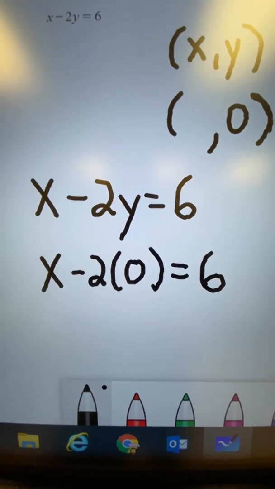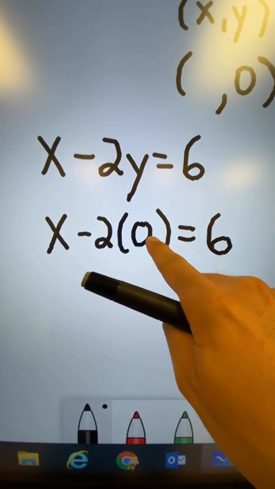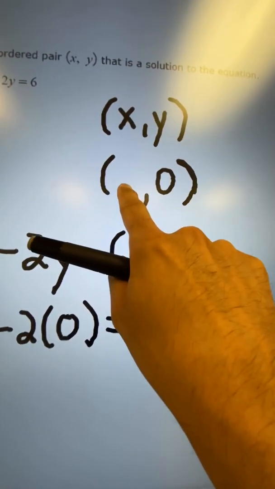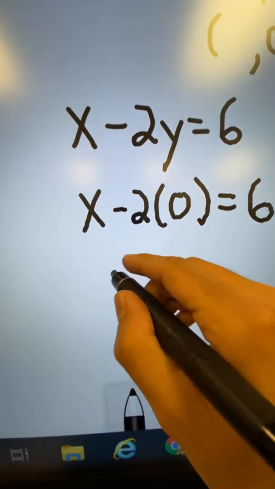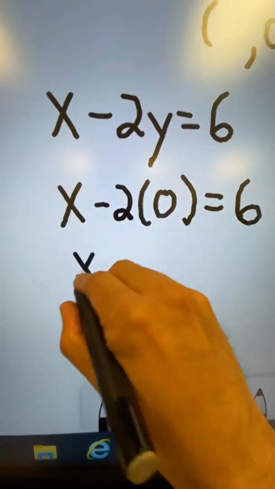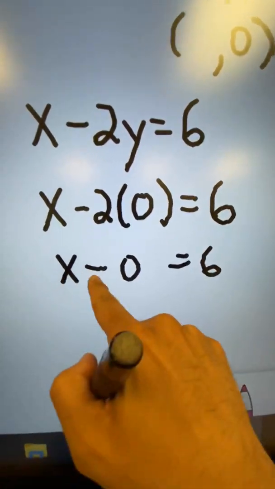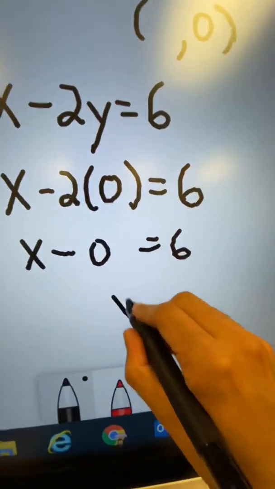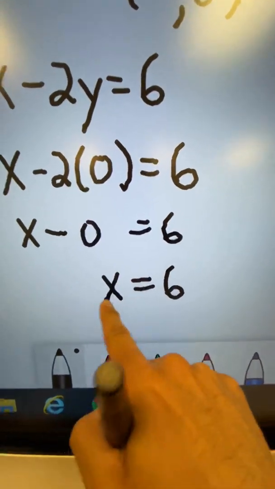And now I'm just going to go ahead. So now that I substituted my y value, now my job is to figure out, okay, what's the x value? So now I'm going to simplify. 2 times 0, we're going to get 0. And x minus nothing is just going to give me back x. And you can see here, x equals 6.